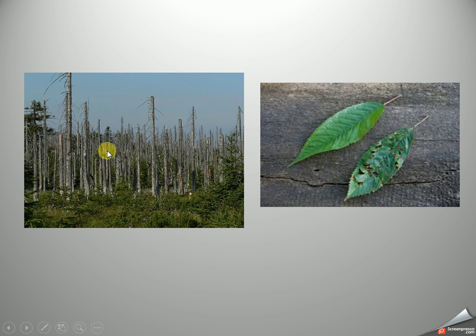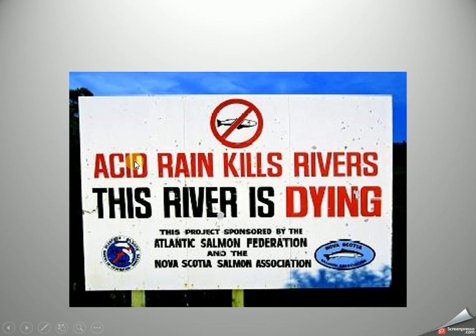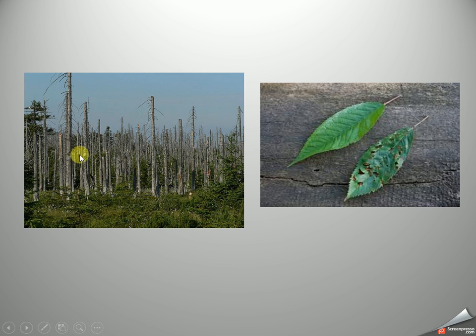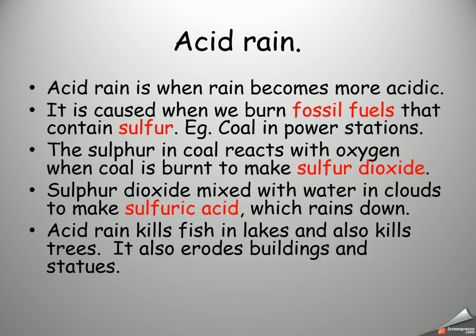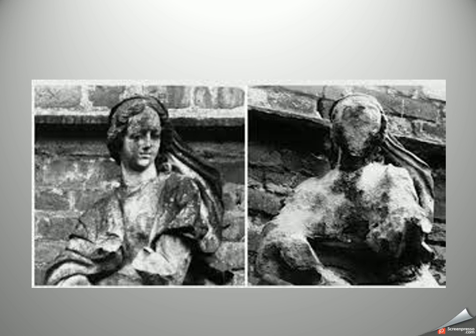Okay, you see these trees? No leaves. Why? Acid rain. This is a leaf affected by acid rain. This is a leaf not affected by acid rain. Acid rain doesn't just damage the leaves of trees. By the way, you've got to know all the damage caused by acid rain. One of them is that it damages leaves. Another one is that it kills the fish in lakes. Another one is that it damages statues.